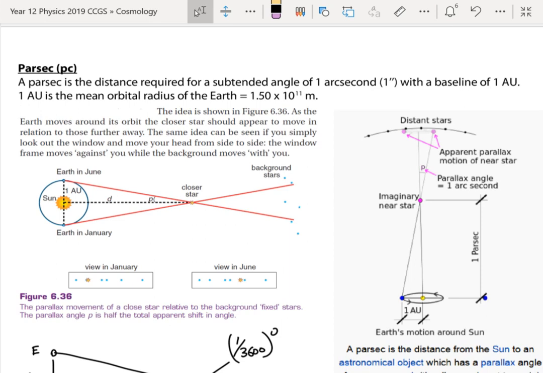Look, here's a close star. We measure the angle here in June, and it appears to be near these guys over here, so in June there. And then it appears to shift. It seems to wander, okay?